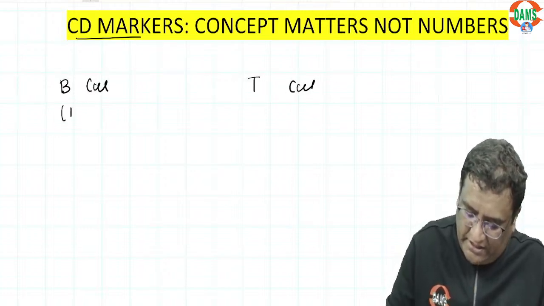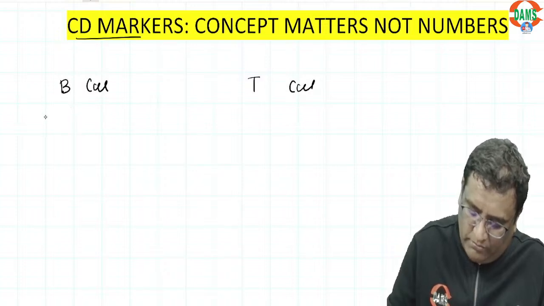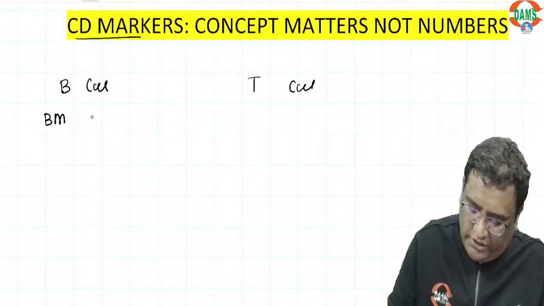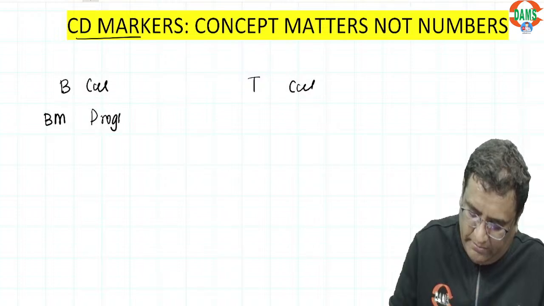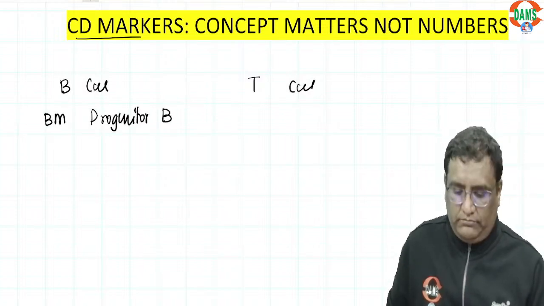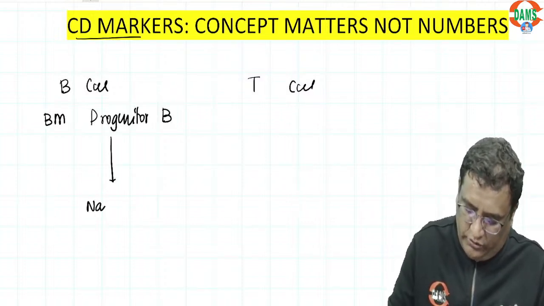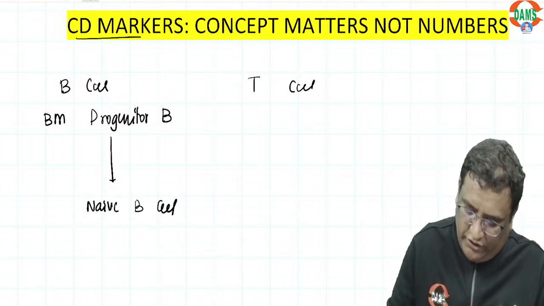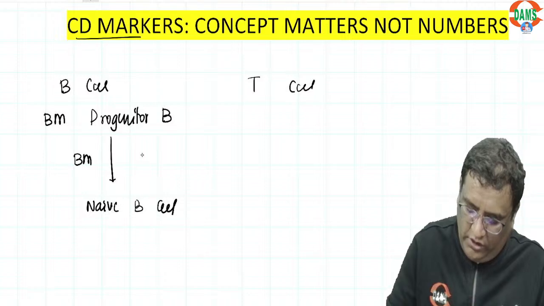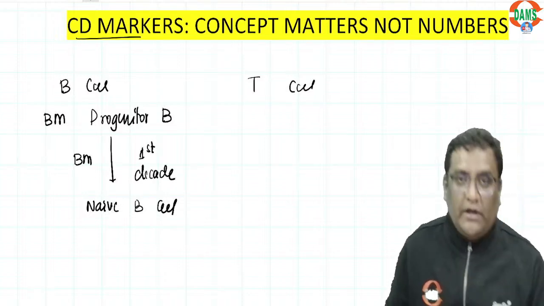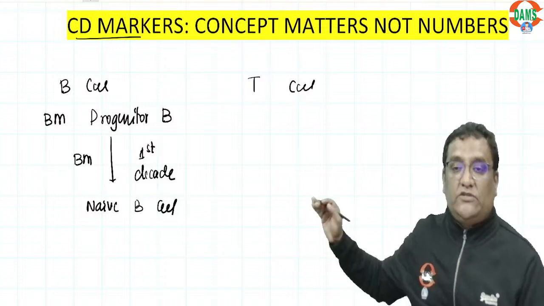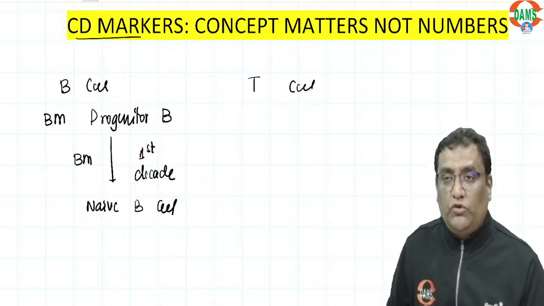B cells start their journey from the bone marrow. In the bone marrow, there are progenitor B cells, and these progenitor B cells undergo maturation into naive B cells. This happens in the bone marrow, and it happens in the first decade of life.